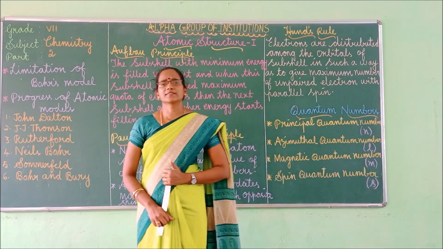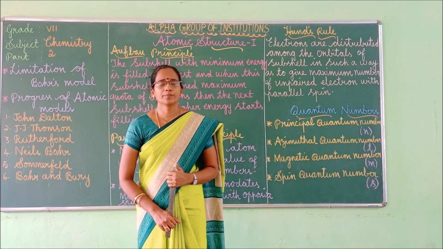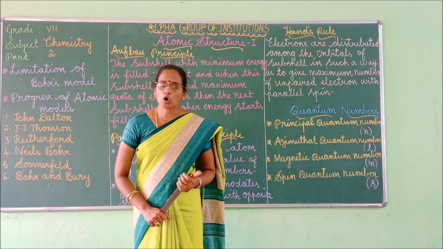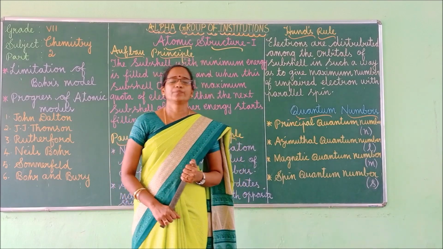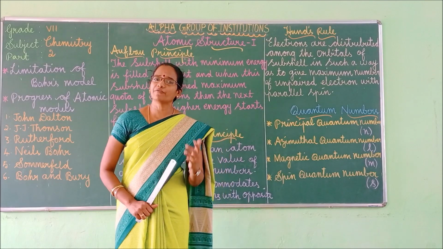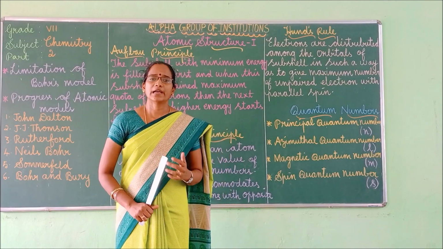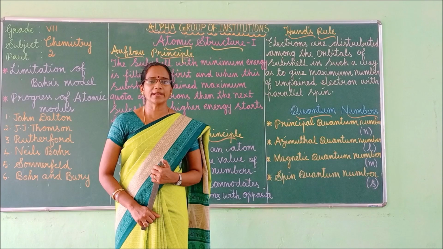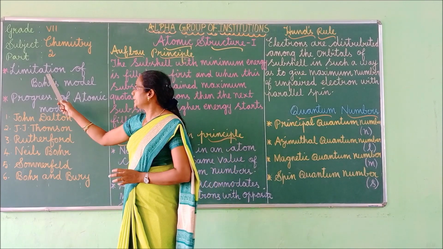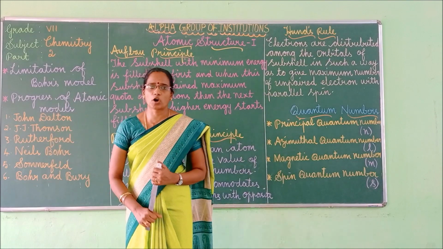Today in this class, we will discuss the limitation of Bohr's model, then the progress of atomic models, followed by different quantum numbers, and then finally we will see the electronic configuration of an atom.